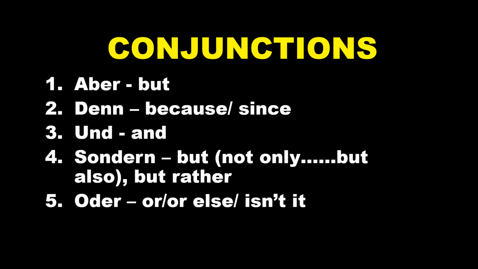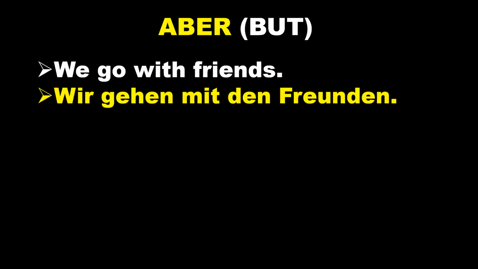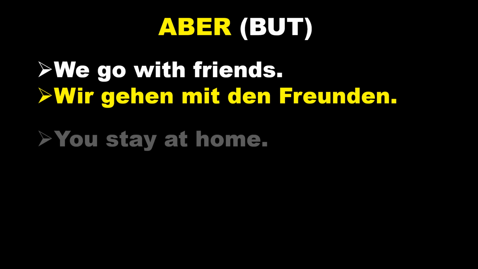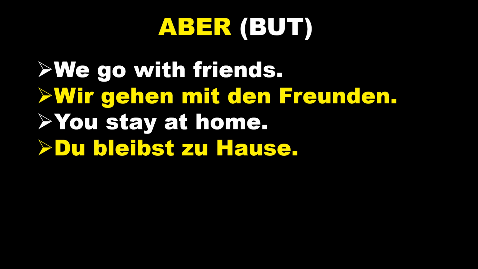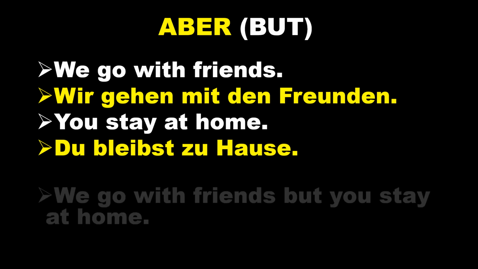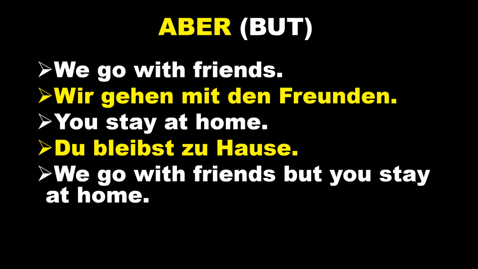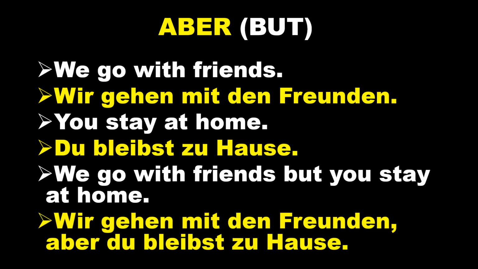Let's go ahead and use them in a few sentences. Aber, but. Let's take this example. We go with friends. A simple sentence: Wir gehen mit den Freunden. The second sentence is you stay at home: Du bleibst zu Hause. Now let's connect these two sentences using but. We go with friends, but you stay at home. Wir gehen mit den Freunden, aber du bleibst zu Hause.